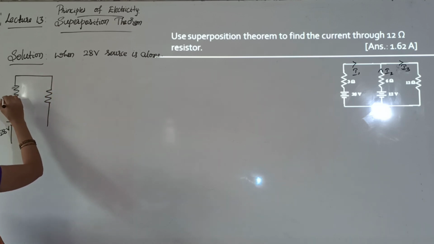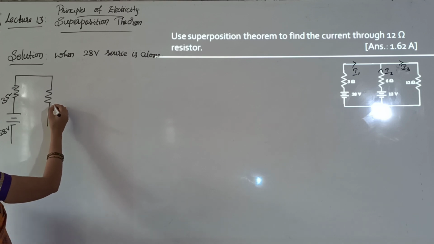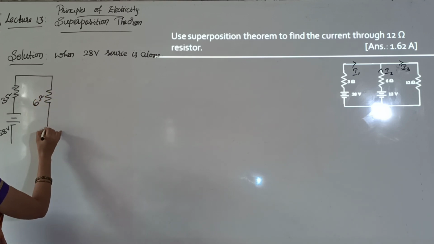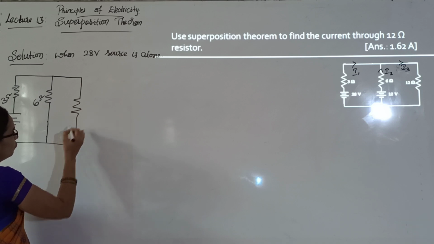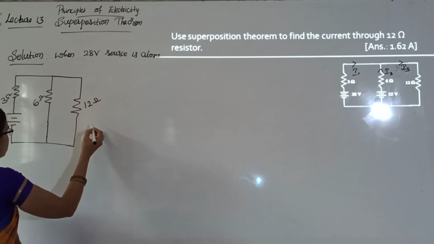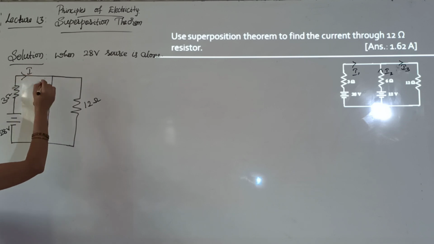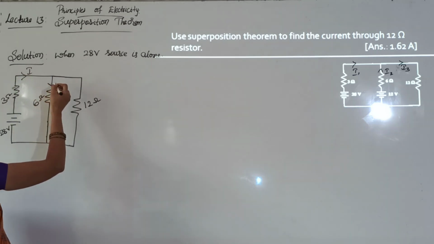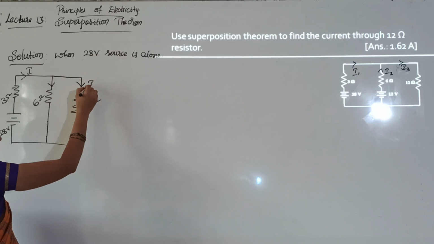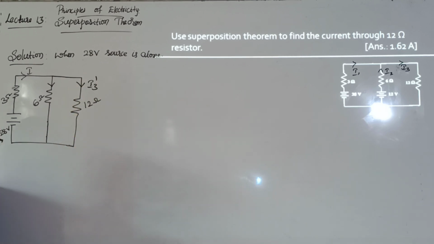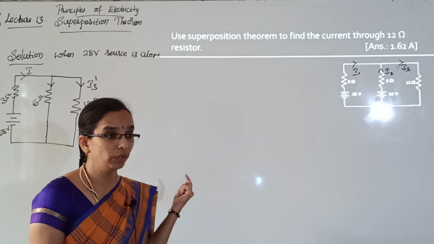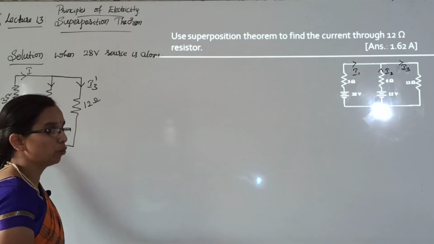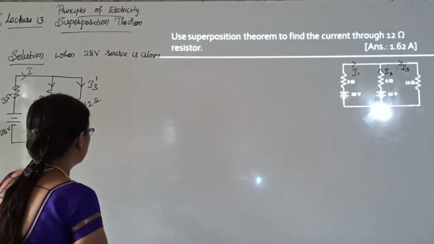There is a 3 ohm resistor, this is 6 ohm, and the 12 volt source I will make that as short circuit, and here we have 12 ohm resistor. This one I will call as I3 dash. I3 dash is the current flowing through the 12 ohm resistor when only the first source, that is 28 volt source, is considered alone.